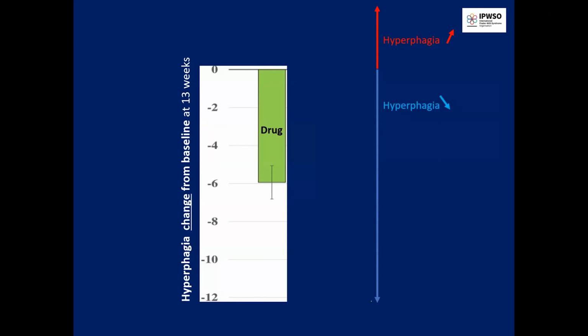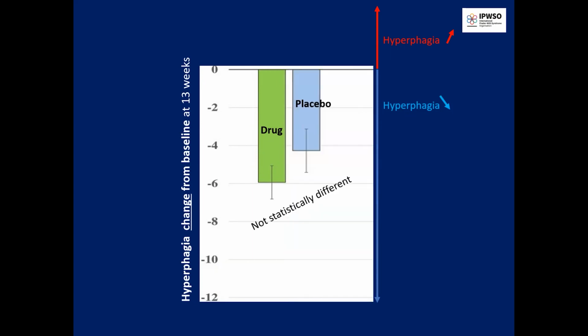So based on these slides, you can see that here the drug seems to have a significant effect in decreasing the level of hyperphagia. But then if you look at the placebo group, you can see it has also an effect, meaning that in the placebo group, you also see a significant decrease of the level of hyperphagia. And then if you measure the change between the placebo arm and the drug arm, there is no statistical difference. So here the drug doesn't have an effect on the level of hyperphagia.